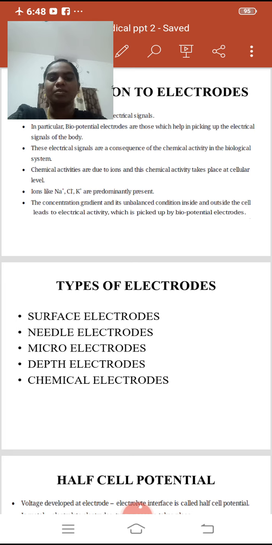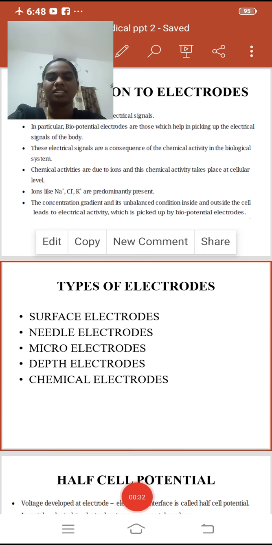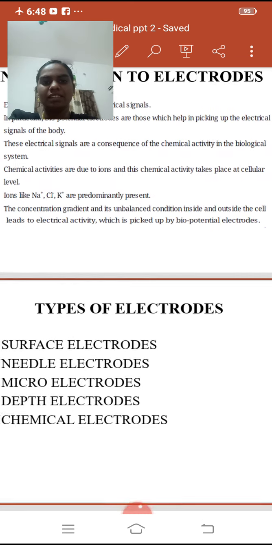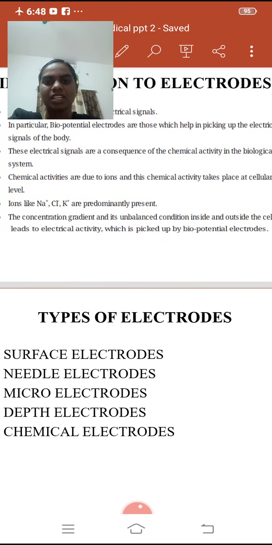So this biopotential will be measured using these electrodes. Bioelectrodes are used to pick up the bioelectric signal. In particular, biopotential electrodes are those which help in picking up the electrical signals of the body. These electrical signals are a consequence of chemical activity in the biological system.